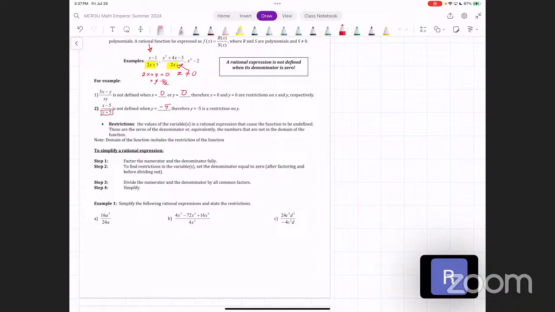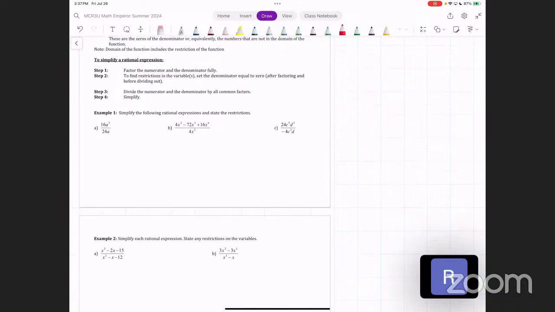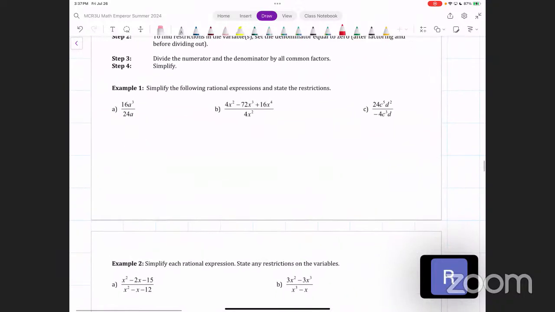Okay, so we're going to see how we can simplify a polynomial expression, and then we're going to state the restriction. So let's go back to the first step, 16 over 24. We can simplify the numbers. 16 and 24 can be simplified by 4. I think we can simplify by 8, which I didn't do. So if I divide by 8, it's going to be 2, and 3.